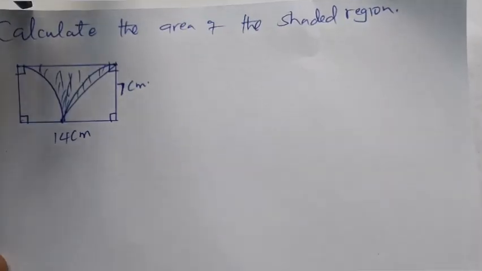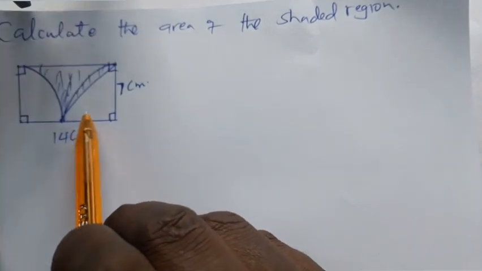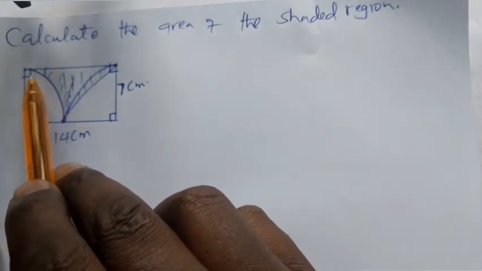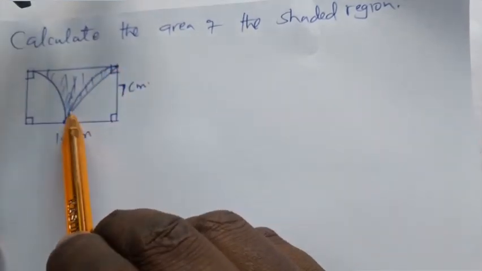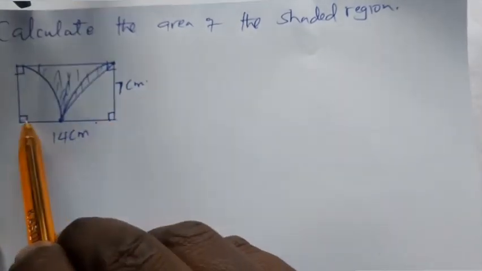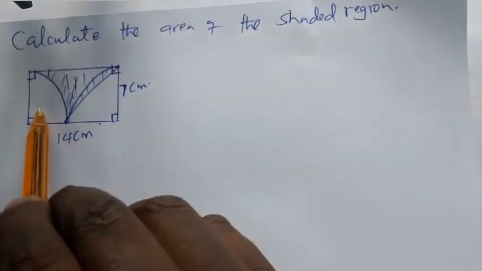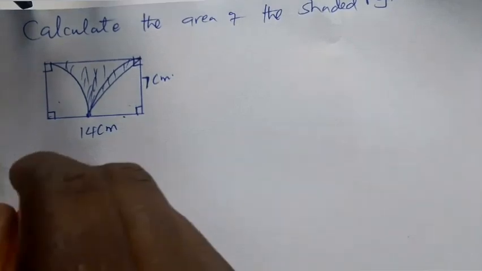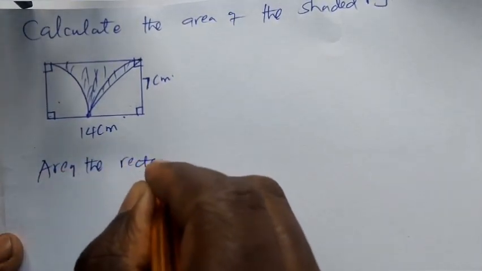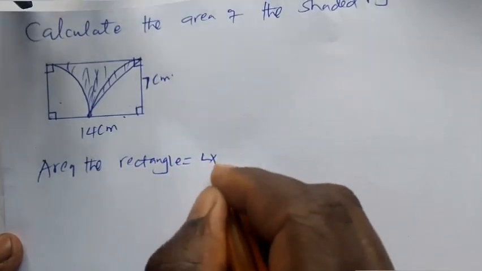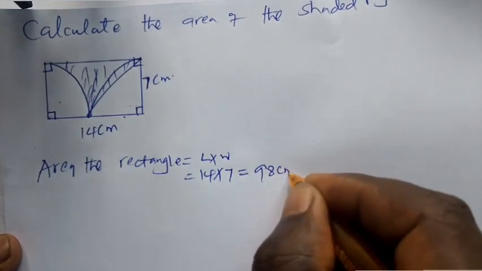Calculate the area of the shaded region. You can see this figure here. It is formed by a rectangle. This rectangle has got the ends of a right angle triangle here. This is a right angle triangle, 90 degrees. So first we can calculate the area of this rectangle. The area of the rectangle is length times width, which is 14 times 7, and that gives us 98 centimeters square. That is the area of the rectangle.